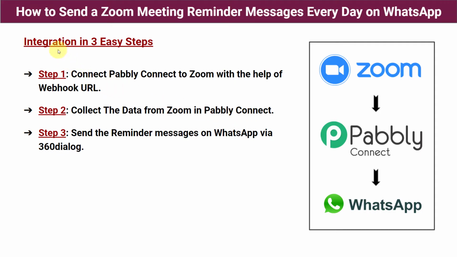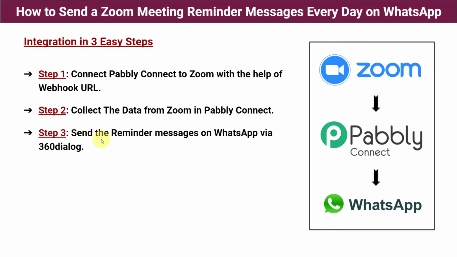So guys, these are the 3 easy steps by which you can also make this integration or connection between your Zoom application and WhatsApp. So step 1 is connect Pabbly Connect to Zoom with the help of webhook URL. So first of all, we are going to open Pabbly Connect and connect our Zoom application with Pabbly Connect. And step 2 is collect the data from Zoom in Pabbly Connect. So in the second step, we'll bring the data of the registrants from the Zoom application to here in Pabbly Connect.